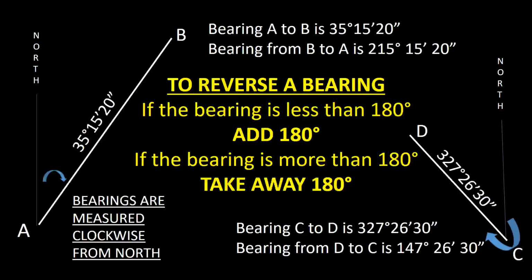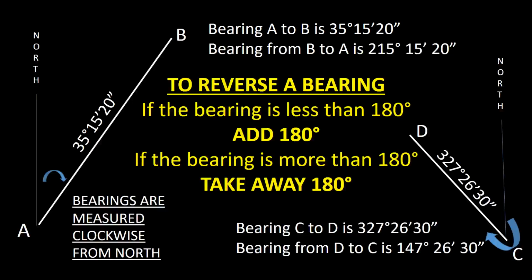And if the bearing is more than 180, we take 180 away. So if, say, for instance, 215, 1520, we wanted to reverse that, take 180 off, 35, 1520. So let's have another example here of C to D. 327, 2630 is the bearing, and that angle measured from north is this angle measured all the way around here. Okay, so that's C to D. That's fine. We can see that fits in with what we had previously.